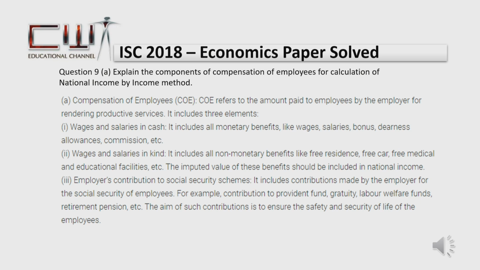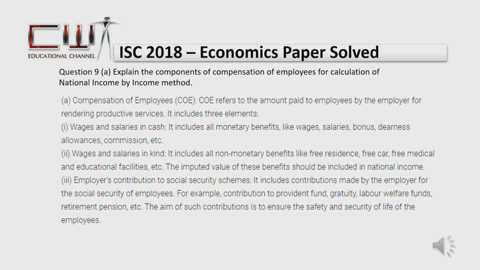Explain the components of compensation of employees for calculation of national income by income method. Compensation of employees, or COE, refers to the amount paid to the employees by the employer for rendering productive services. It includes three elements. First, wages and salaries in cash. It includes all monetary benefits like wages, salaries, bonus, dearness allowance, commission, etc.